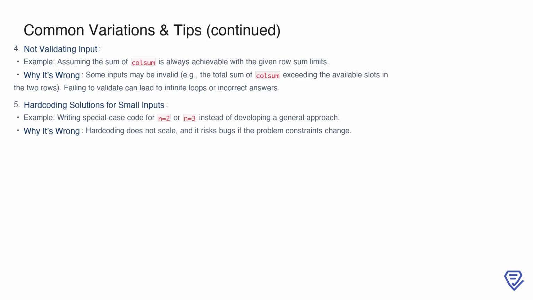Another pitfall is hard-coding solutions for small inputs, such as writing special case code for n equals 2 or n equals 3. While this might work for specific cases, it doesn't scale to larger inputs and can lead to bugs if constraints change. A robust, general approach is always better in the long run.